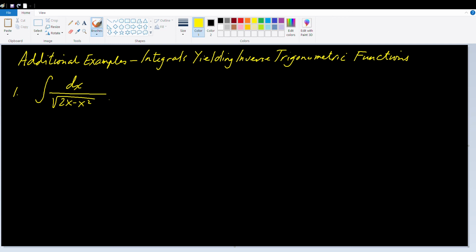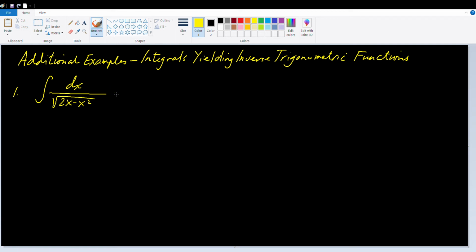We work on some additional integrals that yield inverse trigonometric functions. So let us evaluate the integral of dx all over the square root of 2x minus x squared. Take note of the radicand 2x minus x squared. We're going to complete the radicand as a perfect square trinomial.